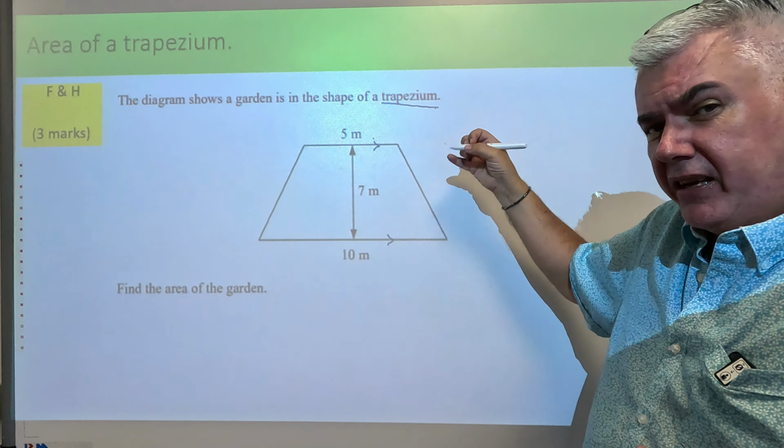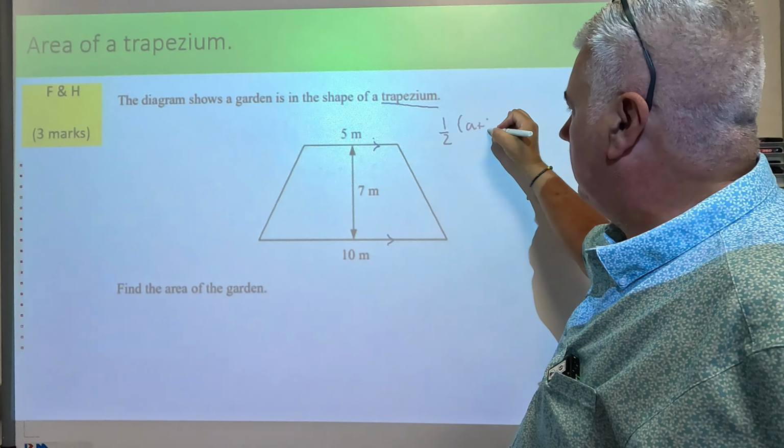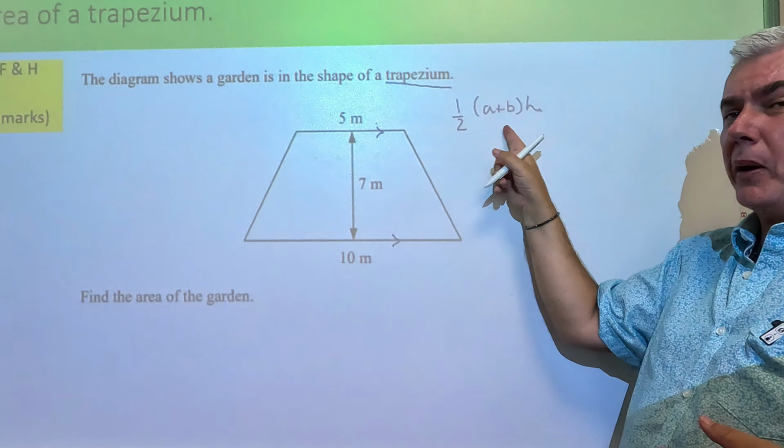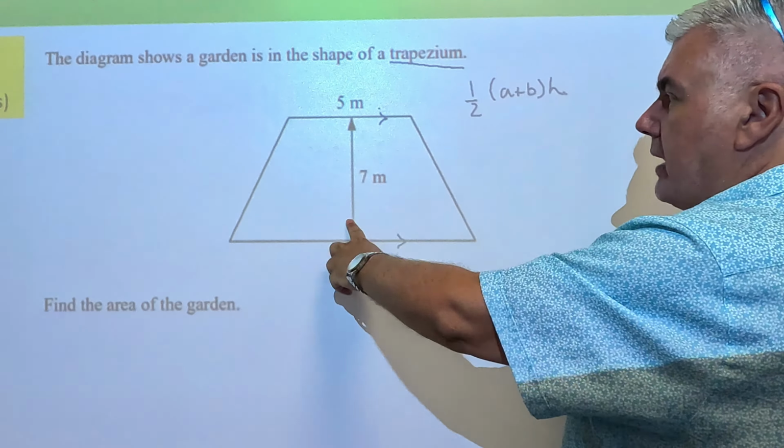The formula you'll be given if you ever look in a book for the area of a trapezium is a half A plus B times H. And I think this is quite difficult to remember. A and B are your parallel sides. H is the height between them.